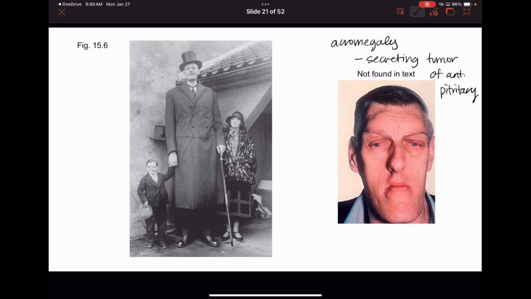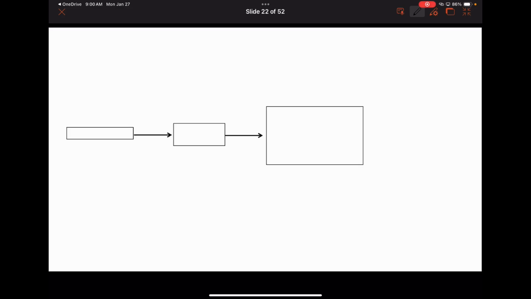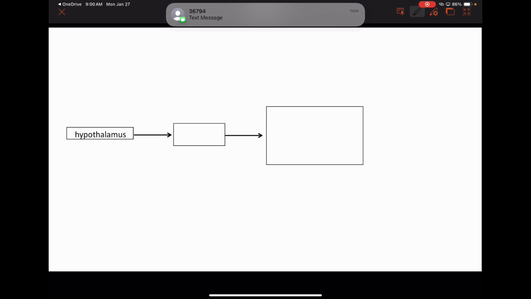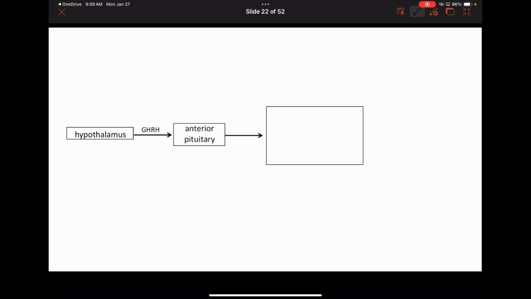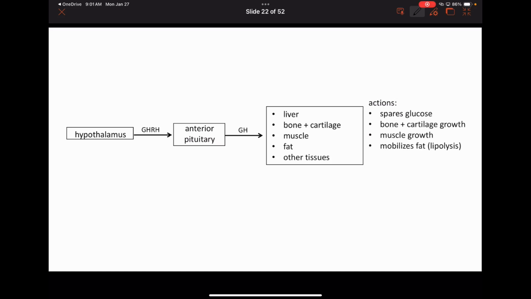Questions about that? All right, so for growth hormone, the hypothalamus is a secreting organ here. It's going to release growth hormone releasing hormone. That's going to target cells of the anterior pituitary. The anterior pituitary is then going to release growth hormone. And then growth hormone is going to target your liver, bone and cartilage, muscle, fat, and other tissues in order to cause these responses. The liver spares glucose, bone and cartilage grow, muscle grows, and then we mobilize the fat, or break it down, to release it for more energy.